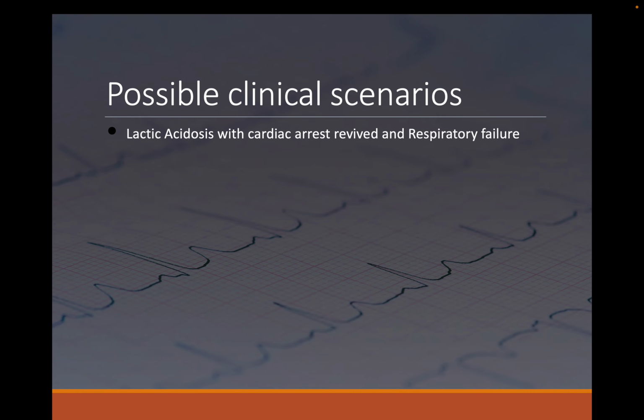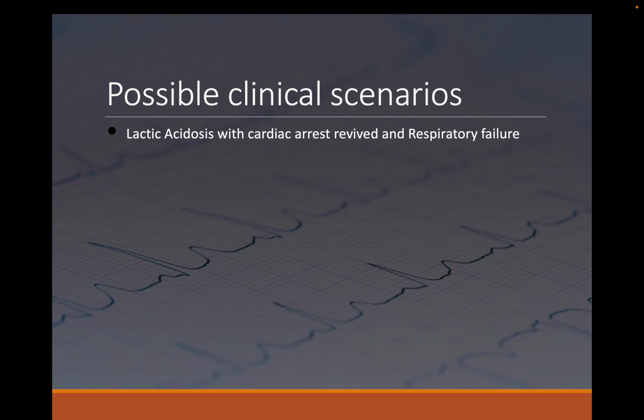One, lactic acidosis with cardiac arrest, revived, and respiratory failure. Here the patient has some lactic acid, which explains the HAGMA part, along with cardiac arrest, and respiratory failure going into severe respiratory failure. Initially, with a metabolic acidosis, the patient tries to compensate with respiratory alkalosis. After that the patient becomes fatigued because of the continuous tachypnea, muscle fatigue comes, and the patient won't be able to breathe properly. Then the patient goes into type 2 respiratory failure and develops respiratory acidosis also.